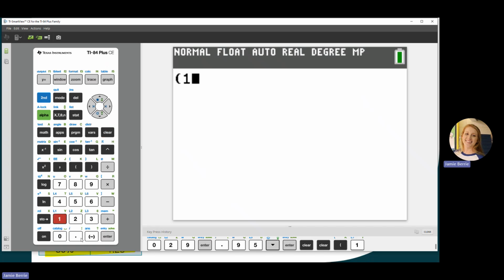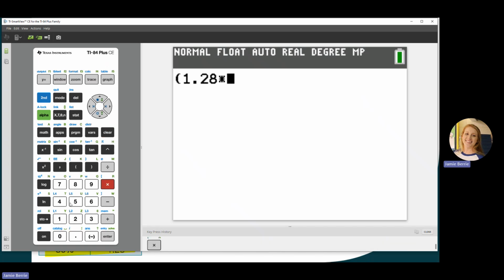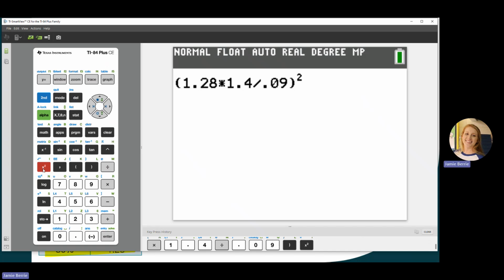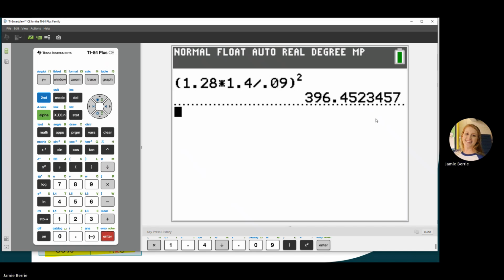I do 1.28 times 1.4 over 0.09 and then squared. So I'm not doing anything fancy. The only time I use parentheses is just to put it around the first part of the fraction and around the end of the fraction. And there's our answer, 396.45. We ignore our rounding rules and we always round this up to the next whole number. So that'd be 397 people that we need to sample.